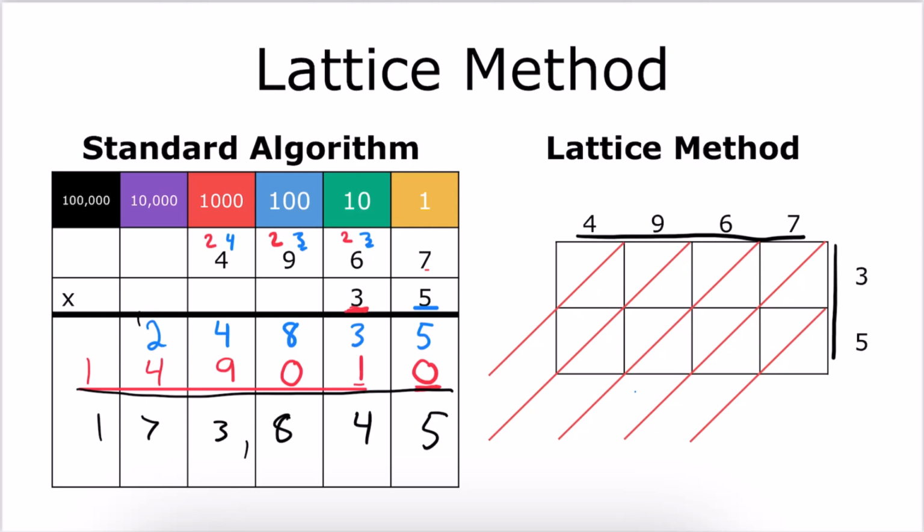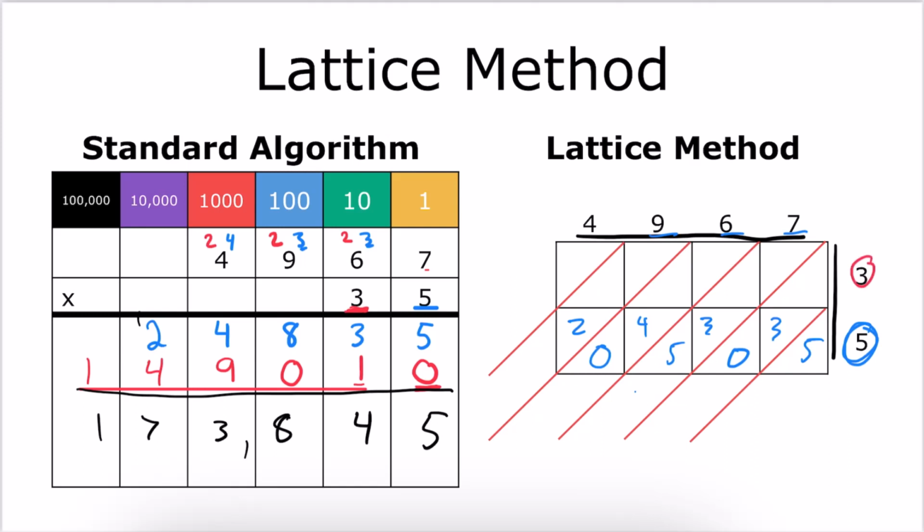So for example, when you make 5 copies of the number 7, you get 35. When you make 5 copies of the number 6, you get 30. When you make 5 copies of the number 9, you get 45. And when you make 5 copies of the number 4, you get 20. And then you do the same thing when you make 3 copies of all of the numbers.